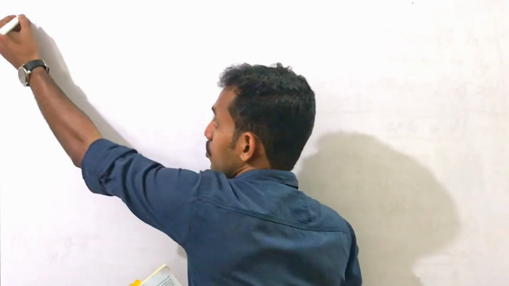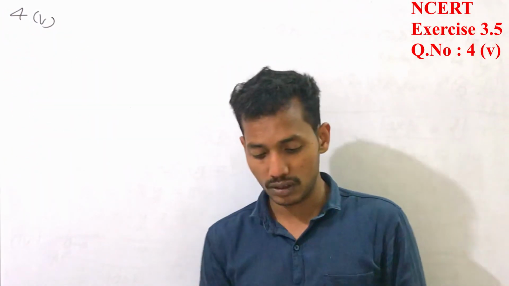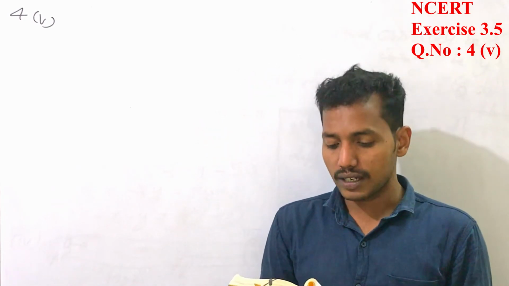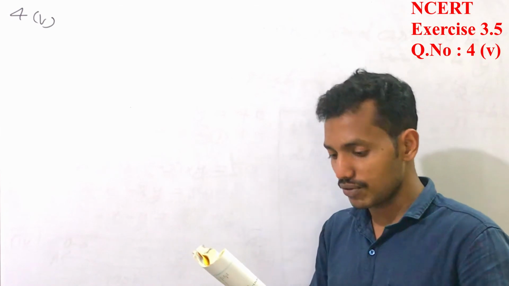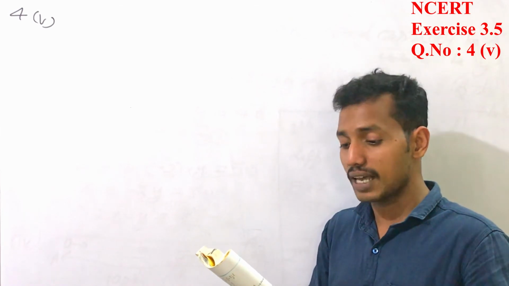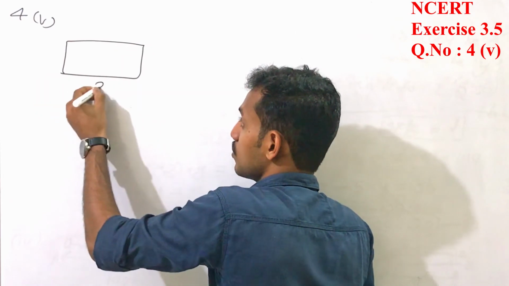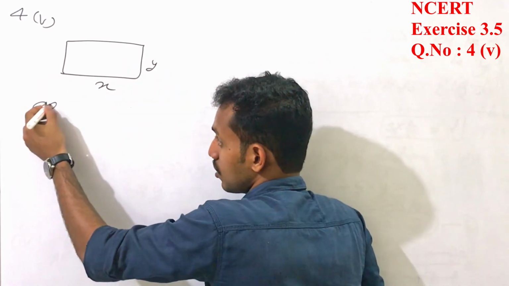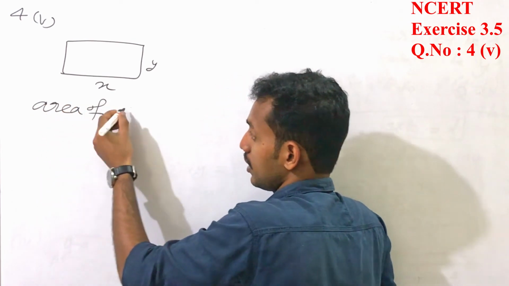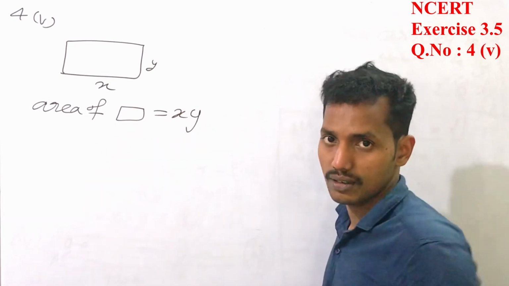Question number 4, option number 5, the last one. The area of a rectangle gets reduced by 9 square units if its length is reduced by 5 units, etc. Find the dimensions of the rectangle. Dimensions of the rectangle means length and breadth. So the area of the rectangle will be xy. That is the original area.